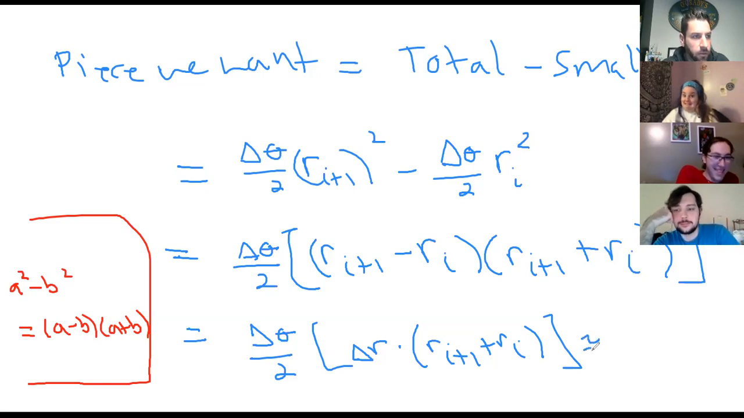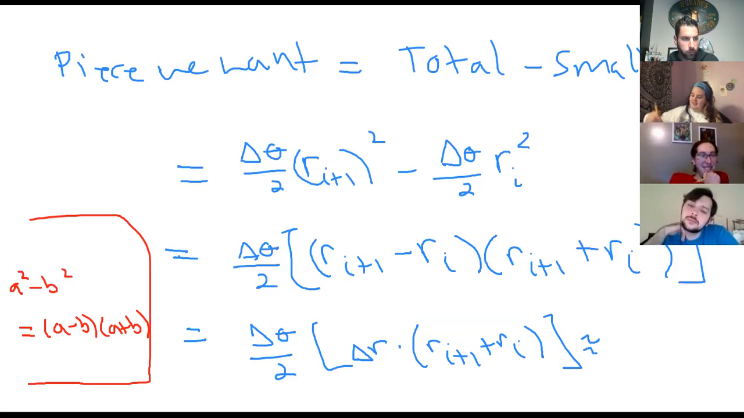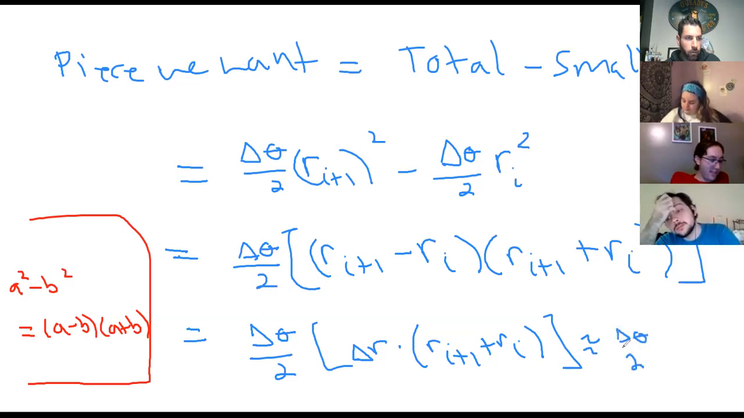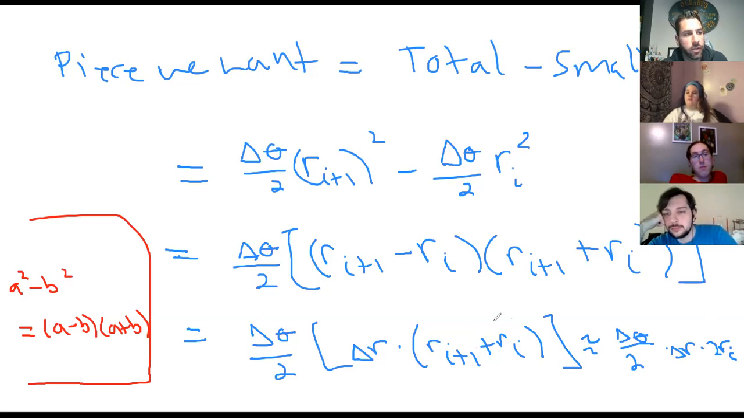We can say that this is approximately the following: delta theta over 2 times delta r times 2r. Now you could call this anything you want. Maybe you call it r sub i. Does that make any sense? So what I'm doing is saying when these two numbers are close to each other, this sum is approximately 2 times one of them.